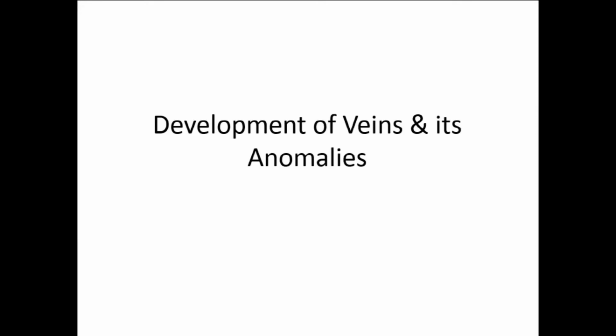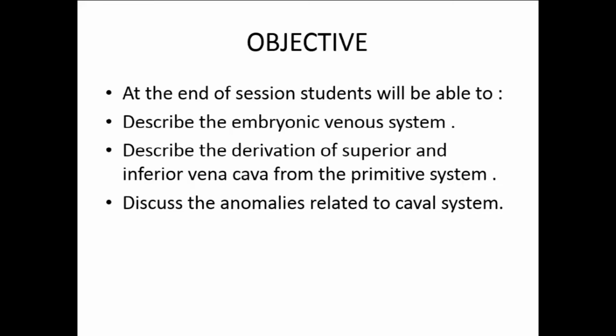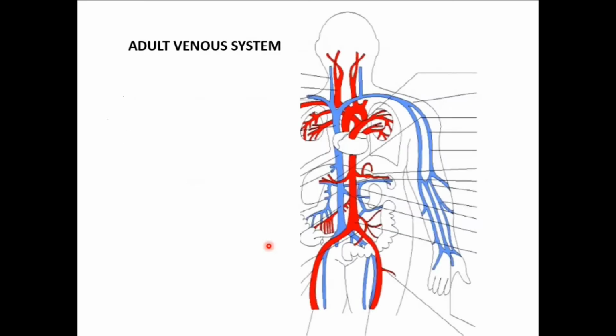So the topic today is development of the veins and the anomalies. Our objectives are to first describe the embryonic venous system, then we will see how the superior and the inferior vena cava are derived from the primitive system, and lastly we will discuss the anomalies of the system.